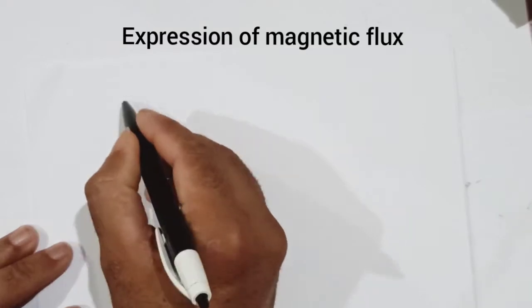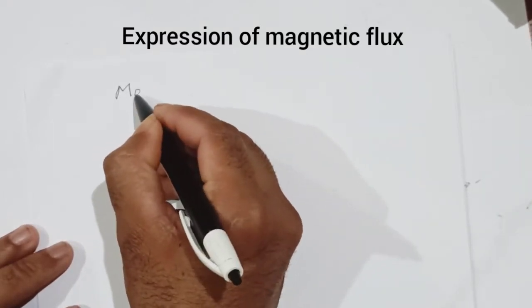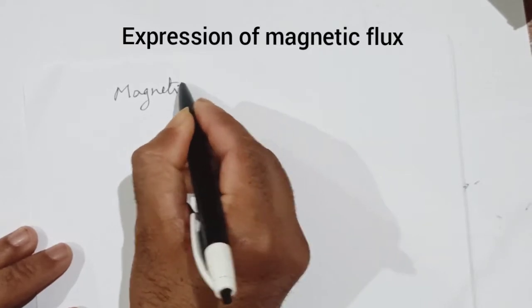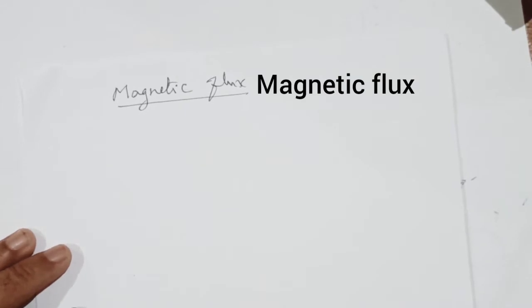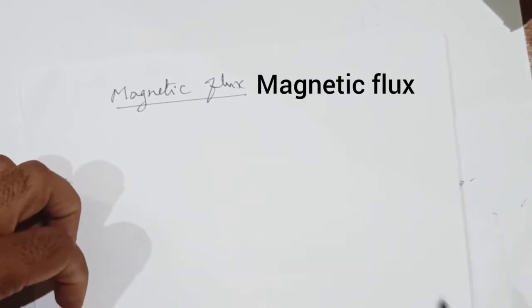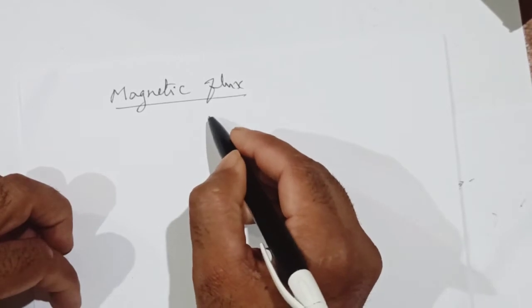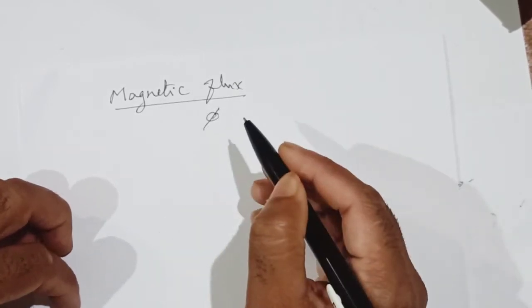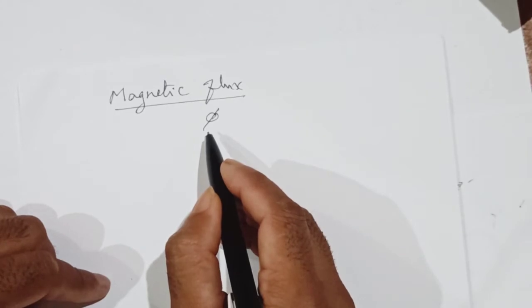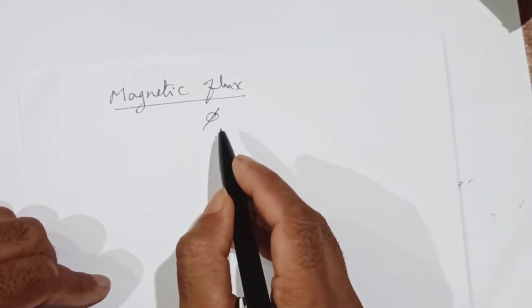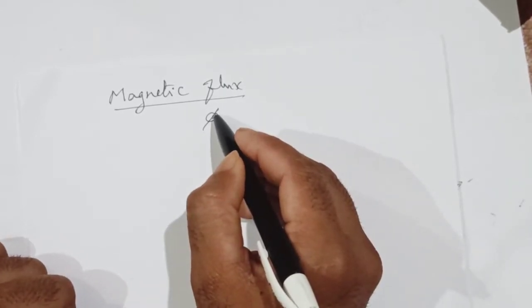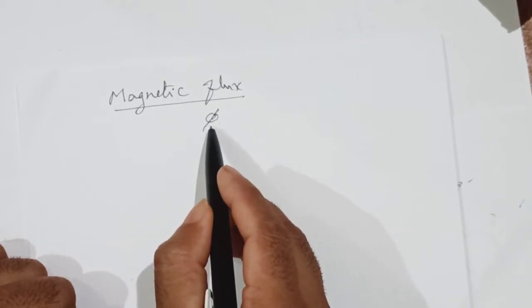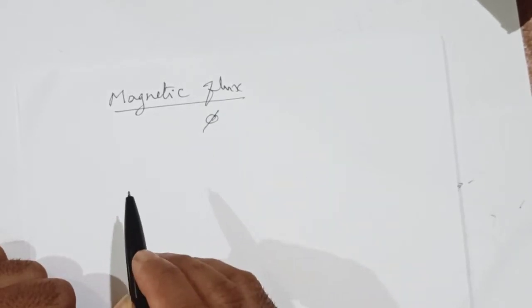Writing the expression of magnetic flux. Okay, magnetic flux expression. We know that the magnetic flux notation is phi, or sometimes it is pronounced as phi. Phi or phi, whatever it is, I'll say phi. So this is the notation of magnetic flux.